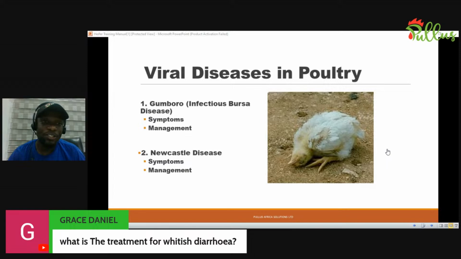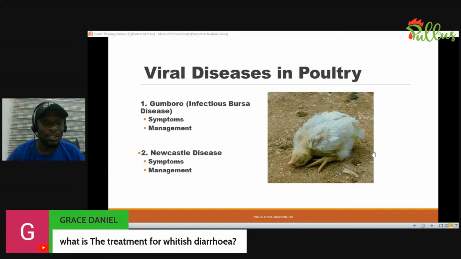Like I mentioned, whitish diarrhea could be from Gumboro disease. If it comes with high mortality, you can suspect Gumboro disease. It could also be from salmonellosis, like I told you. In salmonellosis, in small chicks, we call it pullorum. You see that they are passing out whitish pasty diarrhea that is sticking to their bum. In adult birds, they'll be passing the whitish diarrhea like that.